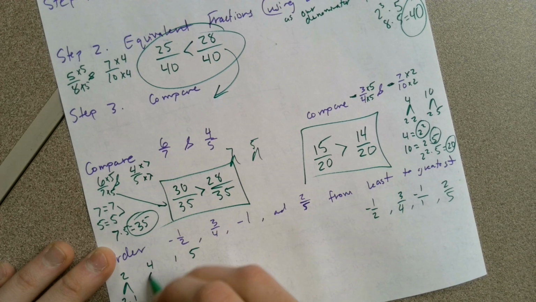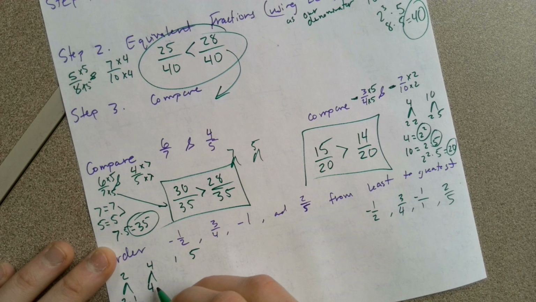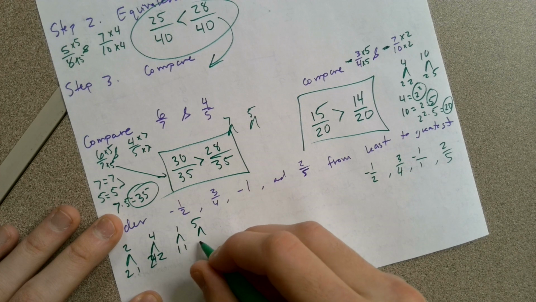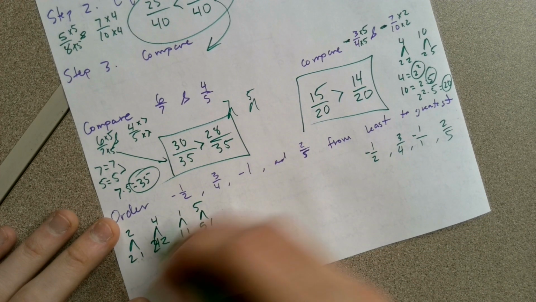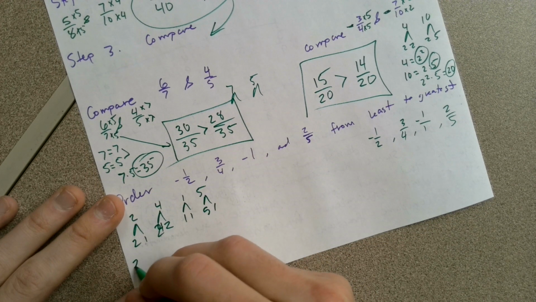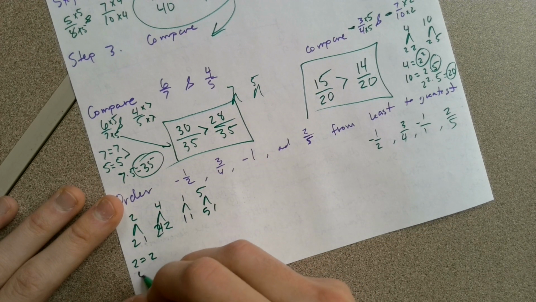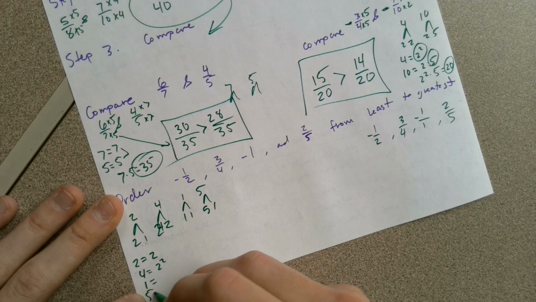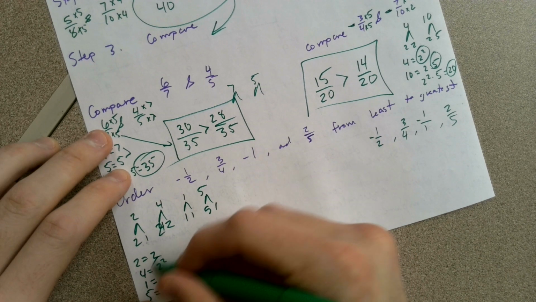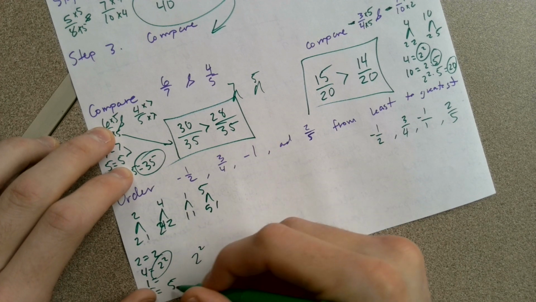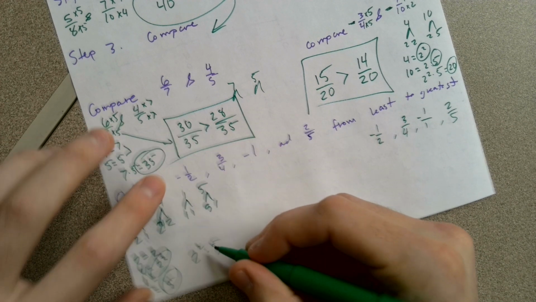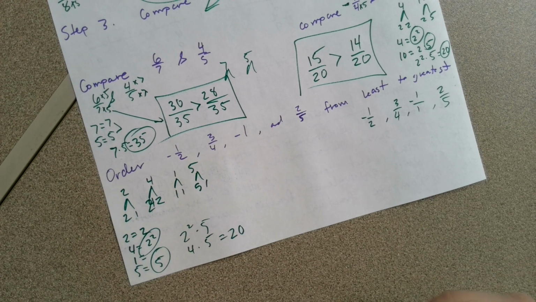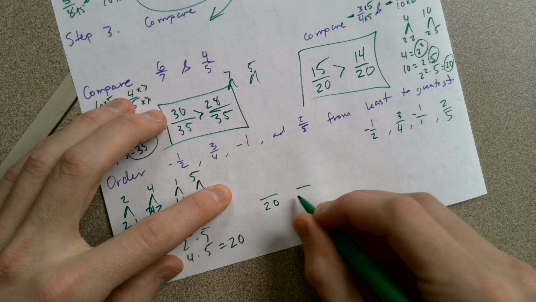2 is just going to be 2 and 1. 4 is going to be 2 and 2. 1 is going to just be 1 and 1, and 5 is just going to be 5 and 1. Okay, the ones don't matter. So for 2, we've got 2. For 4, we've got 2 squared. For 1, we've got nothing. For 5, we've got 5. Okay, what's our biggest for 2? 2 squared. What's our biggest for 5? 5. 2 squared times 5, that's going to be 4 times 5 equals 20. We're going to use that as our denominator for all of them.